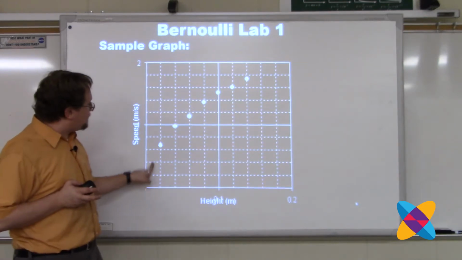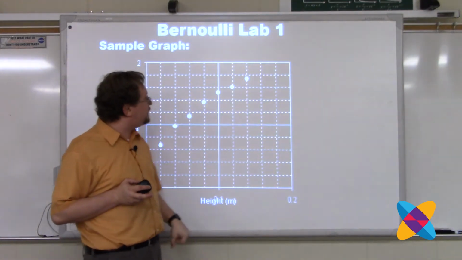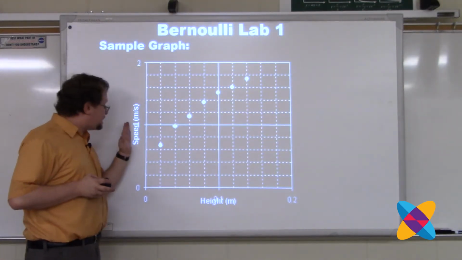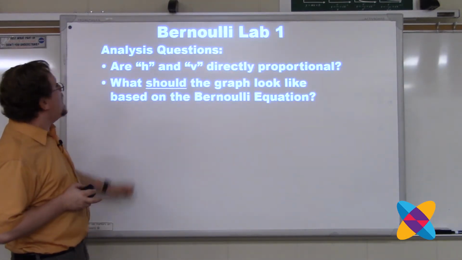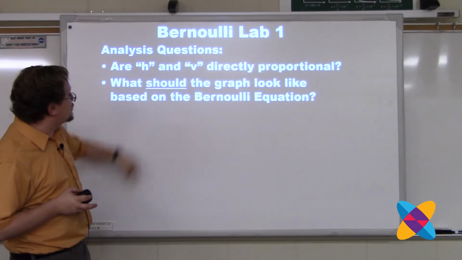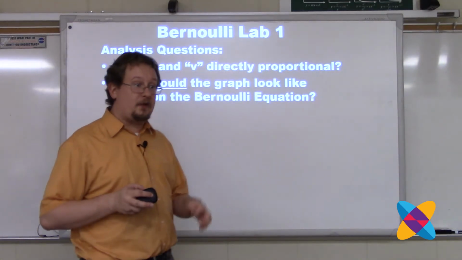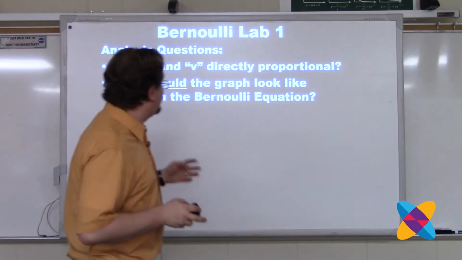Because 0, 0 is a data point, I actually get a square root curve, and that means that speed has a square root style relationship with height. The graph should look like the equation, the square root equation, all right, a square root graph.